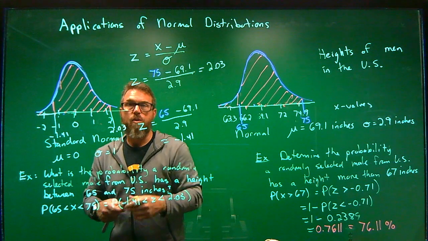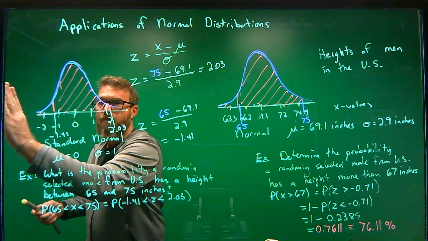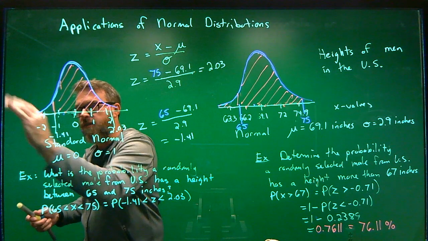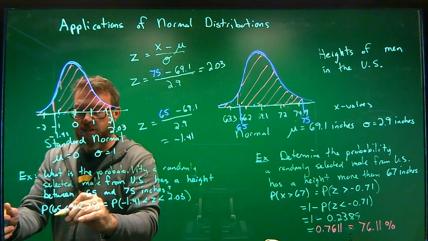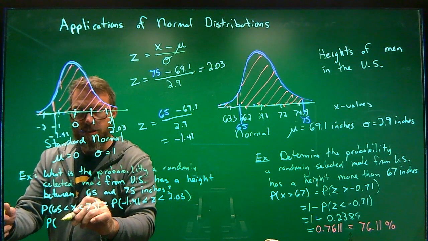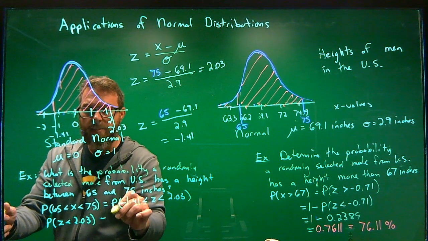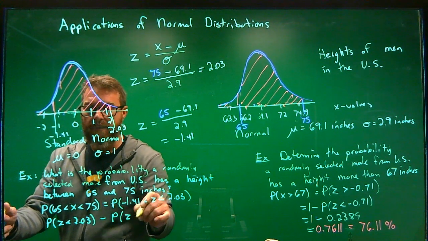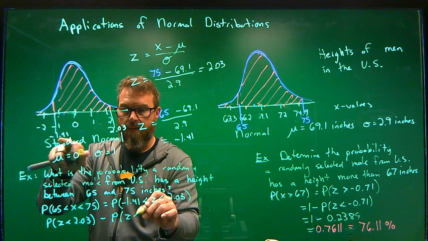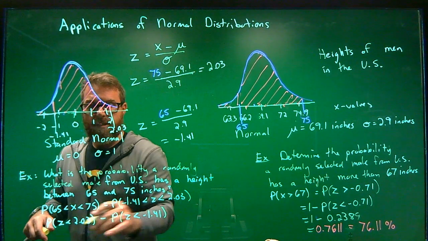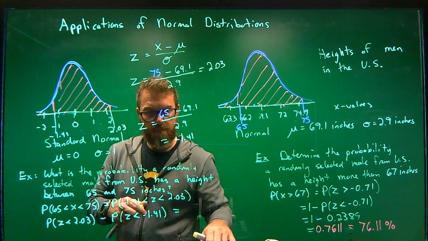Now what we need to do is find the area to the left of 2.03, which gives us this cumulative area to the left, and then subtract off this little left tail. So you find the area to the left of 2.03, and subtract off the area to the left of negative 1.41. Going to the table, I will find these numbers.